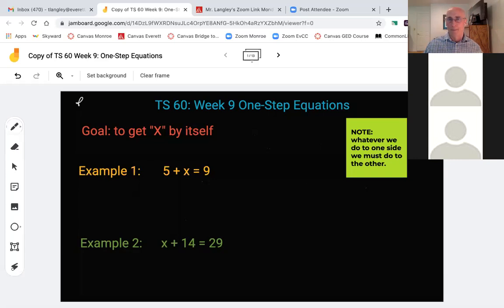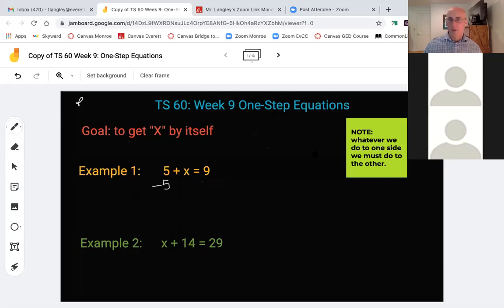All right. So let's take a look at this. I've got 5 plus x equals 9. And I'm looking at that and going, okay, I need to get x by itself. I want x by itself. So I need to get rid of the 5 that's on this side with the x. So what I'm going to do is subtract 5 from this side.